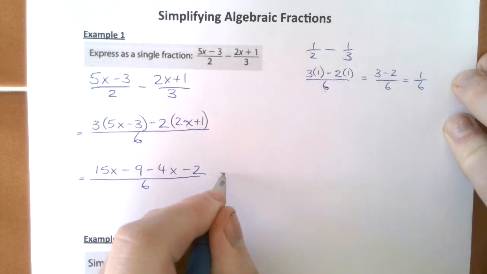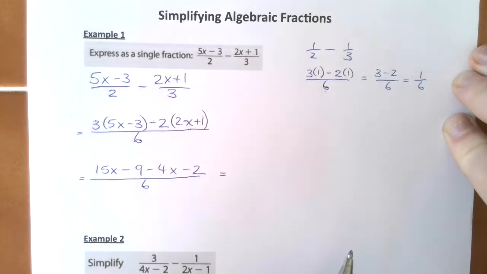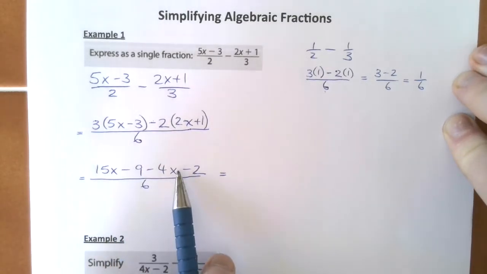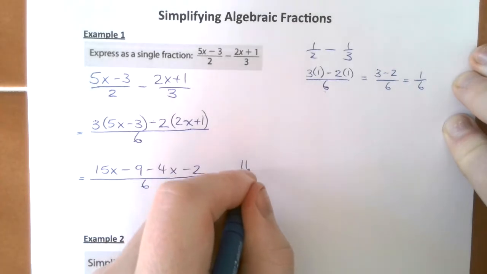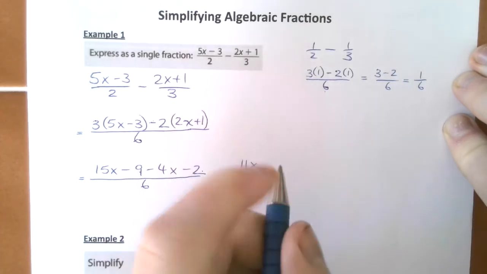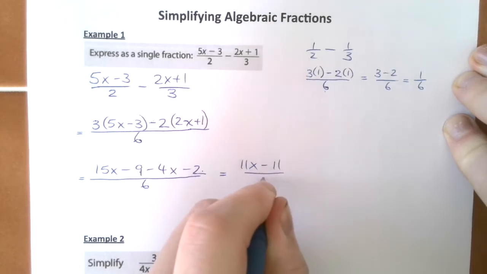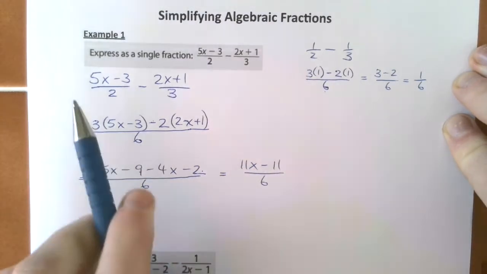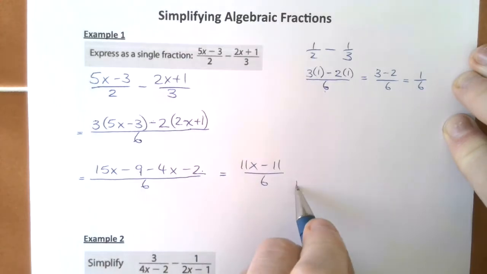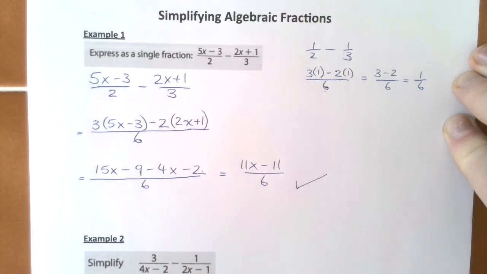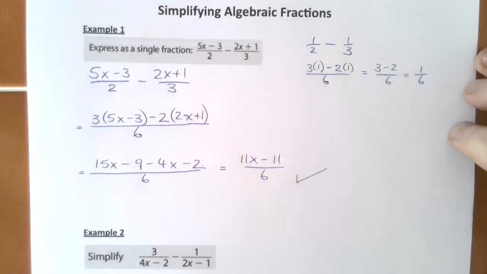And then the final thing we'll do to simplify is adding and subtracting our like terms. 15x minus 4x is 11x, minus 9 minus 2 is minus 11, and that is all over 6. So it says expressed as a single fraction. That is it expressed as a single fraction. Moving on to example 2.